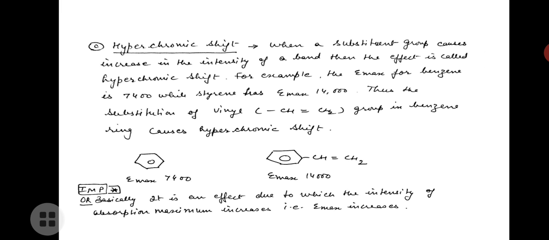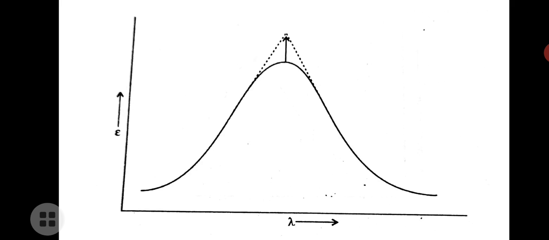So here in this example we can see the value of Emax for benzene is 7400 and in case of styrene the value of Emax is 14,000. So there is an increase in the value of Emax. So here is a figure showing hyperchromic shift. You can see the arrow is pointing in the upward direction. That is, there is an increase in the value of Emax. So this is a figure showing hyperchromic shift.